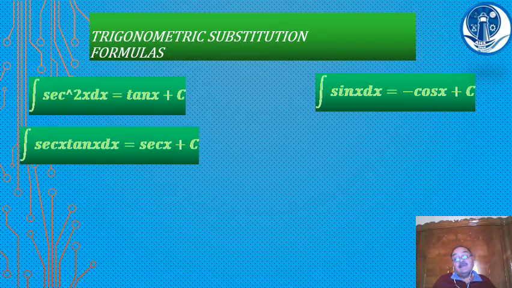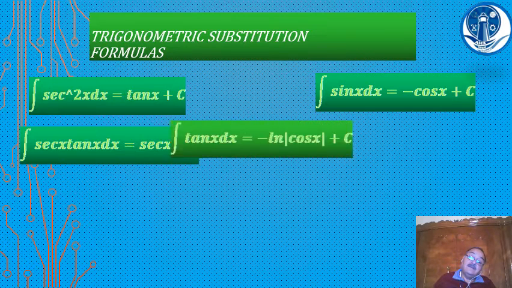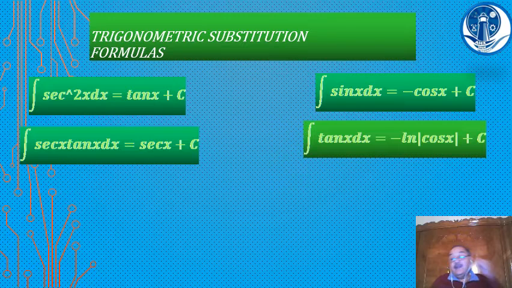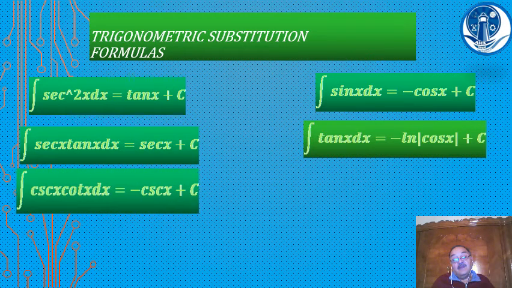Here, sec x tan x integrates to sec x. The derivative of sec x is sec x tan x. The integration of tan x is negative ln cosine x plus c. The derivative of cosec cotan is negative cosec plus c.